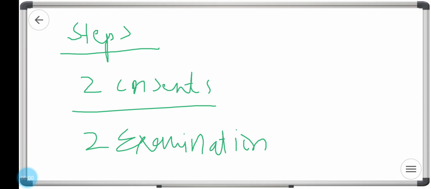The two consents are, one is the consent for the procedure. Even if the spouse or a close relative is requesting a postmortem, you have to take a formal, written consent for that. So you take two consents. The first consent is for the procedure, and the second consent is to remove any of the organs if needed. So these are the two consents.